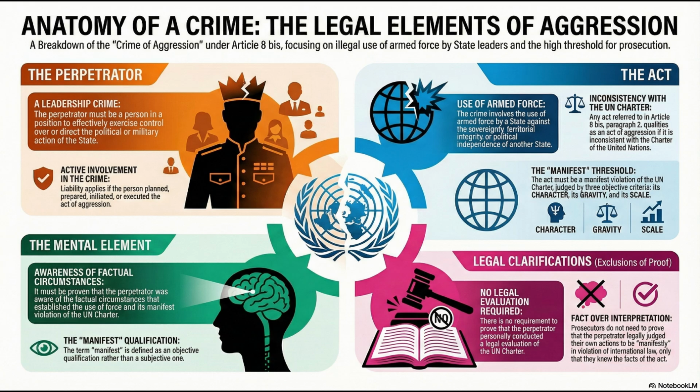Because if you're a soldier on the ground just following orders, or maybe a mid-level officer, Article 8 bis doesn't even touch you. Not at all. To be a perpetrator, you have to be in a position to effectively exercise control over or direct a state's political or military action. So the people at the very top. Well, it's actually broader than just the person at the very top. We're talking about anyone with the power to steer the ship.